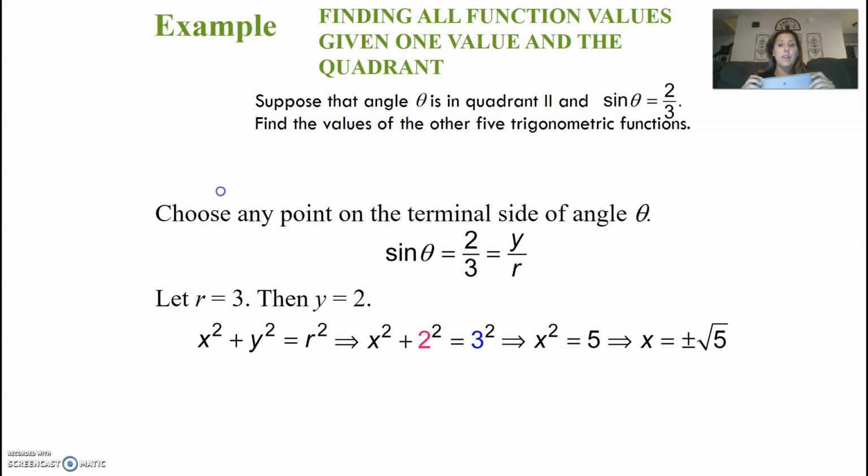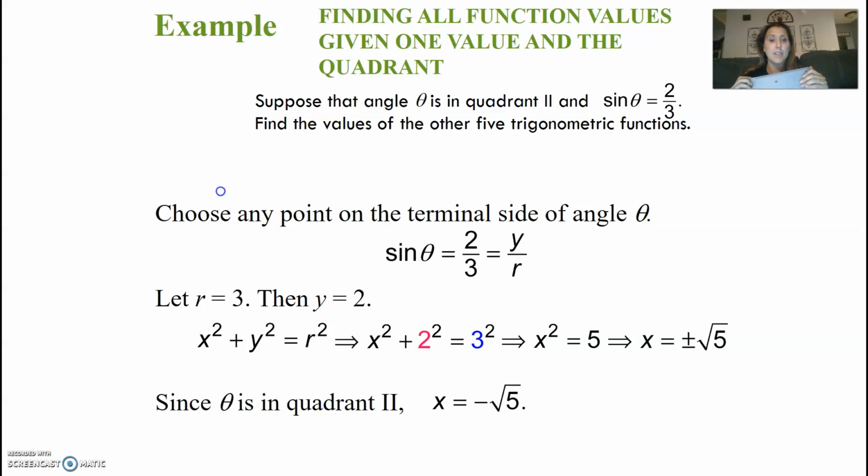Then we're going to use the Pythagorean Theorem. We're going to do x squared plus y squared equals r squared. I know what y squared and what r squared is, so I'm going to solve for x. So then x squared will equal 5, so x is plus or minus the square root of 5. So remember that anytime you take a square root of an unknown, it's always plus or minus. So then, since theta is in quadrant 2, then x must be negative square root of 5 because it satisfies those rules that we've talked about. So this is something that takes a little bit longer for us to do because we just need some practice with it. So if some of you need to still write this down, go ahead and hit pause right now.